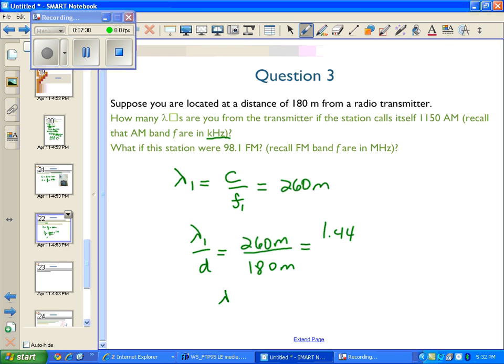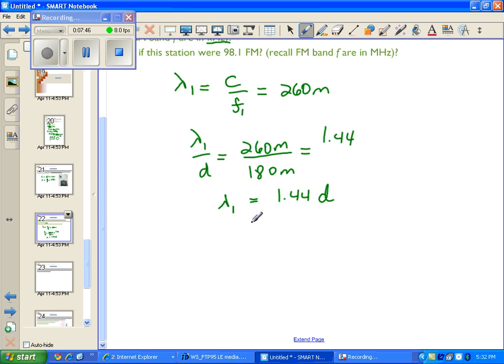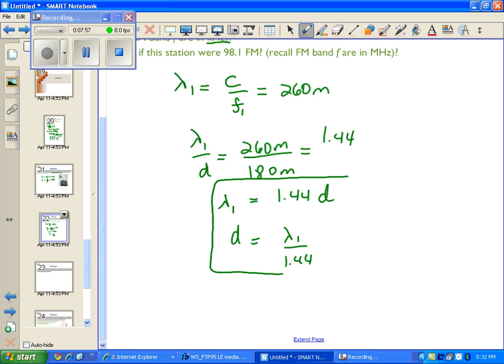So lambda 1, the wavelength of broadcast, is 1.44 our located distance, and of course our distance, we might say, is the wavelength divided by 1.44. So either way, we can give our location as a wavelength divided by how many times our distance is, or we can give our distance as the wavelength divided by 1.44.